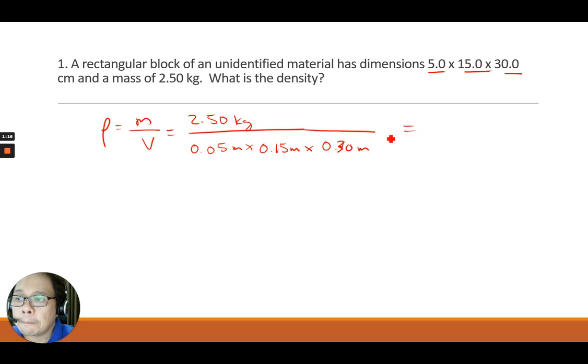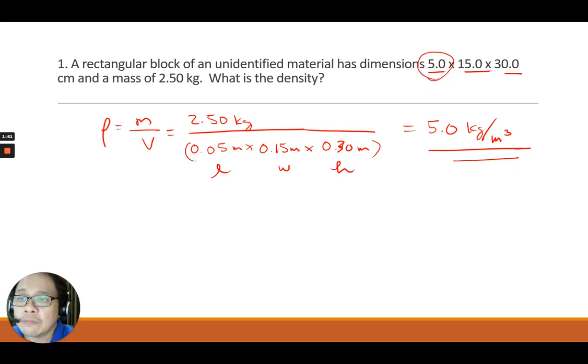This is length times width times height, the volume formula for a rectangular block. When you press this in a calculator, don't forget to put it in parentheses. So 2.5 divided by all these three gives you 5.0 kilograms per cubic meter. We end up with 2 SF because the value with the least number of significant figures is 5.0.